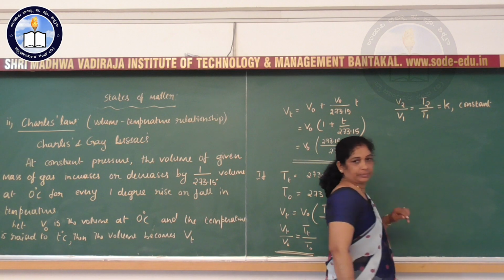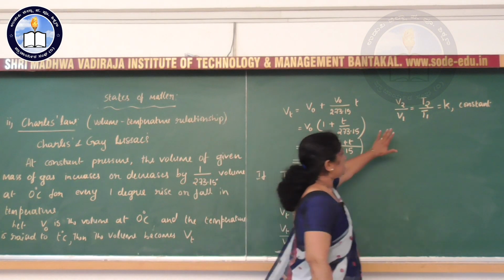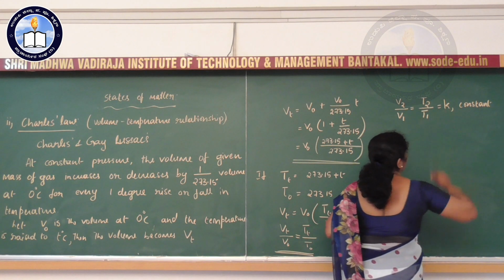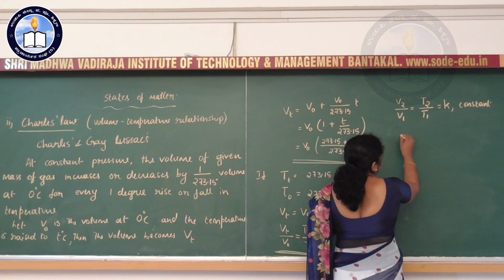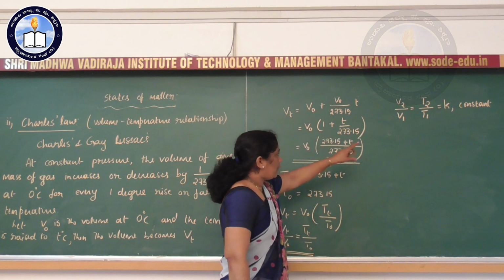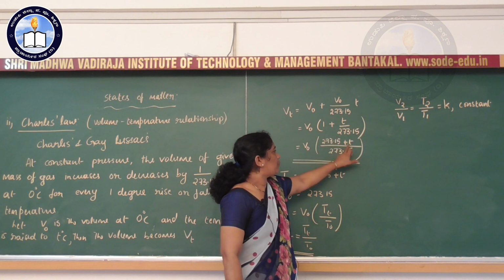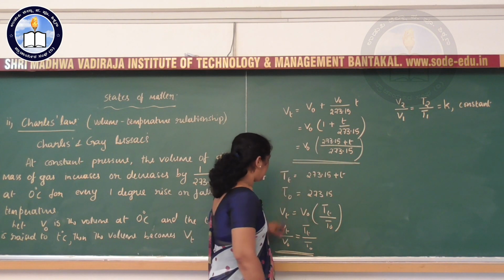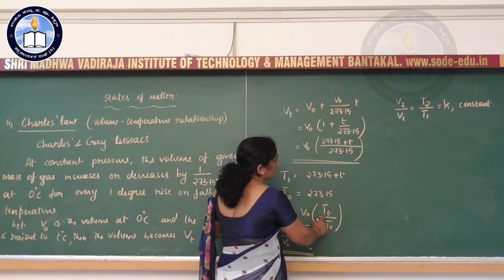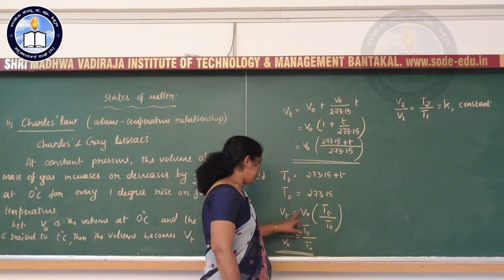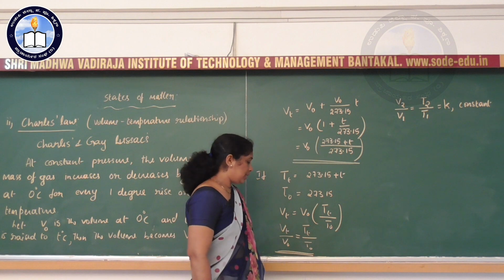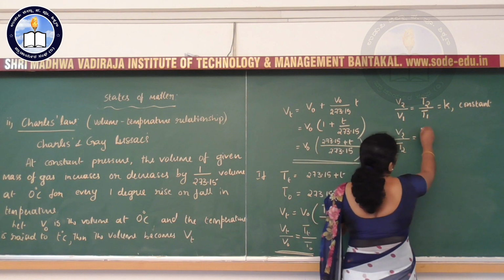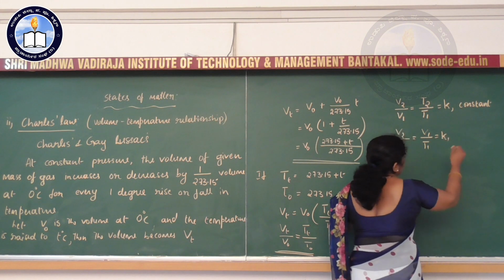Which is a constant. From this relation, we can say that V2 by V1 is equal to T2 by T1 is equal to K. How is it possible? We have converted 273.15 plus t as Tt, and 273.15 as T0. So substituting, we get Vt is equal to V0 into Tt divided by T0. So Vt by V0 is equal to Tt by T0, or we can also change this as V2 by T2 is equal to V1 by T1, a constant K.